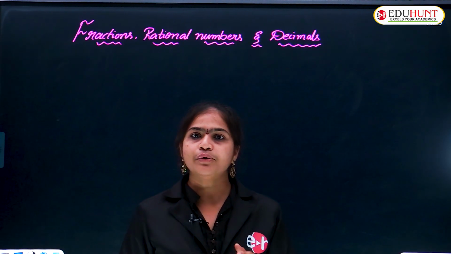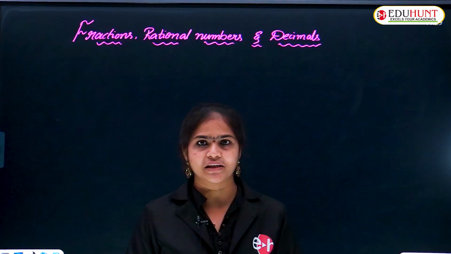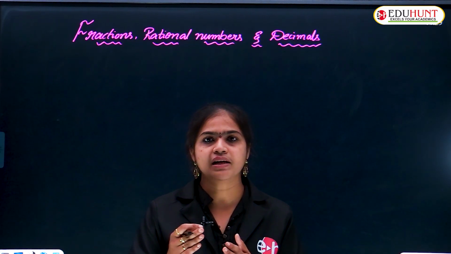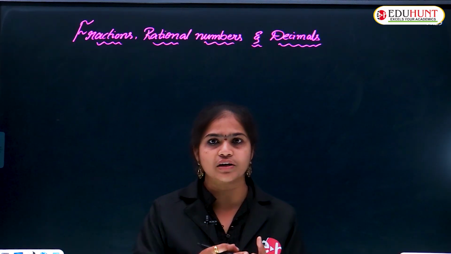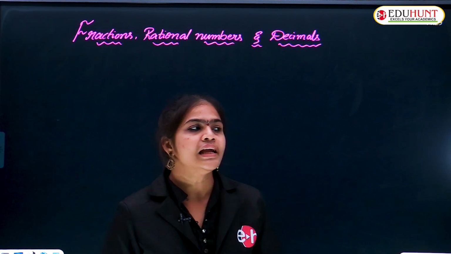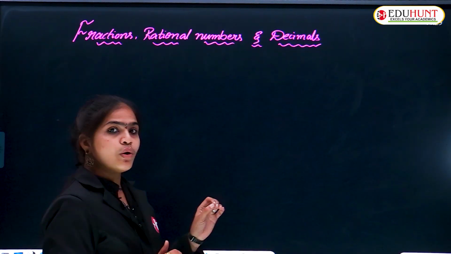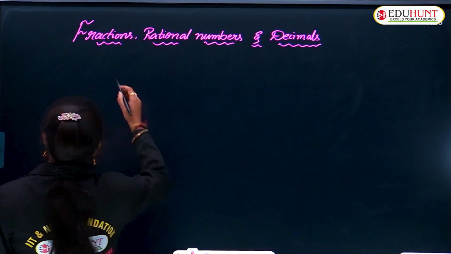Yes or no? Now here, in how many ways can we represent a rational number? And what are the parts of a rational number? Actually, we have terminating decimals and non-terminating decimals. About all these things we will discuss in this video. Okay, let us see. First, I'll write what a rational number is. Once again, see the definition of a rational number.